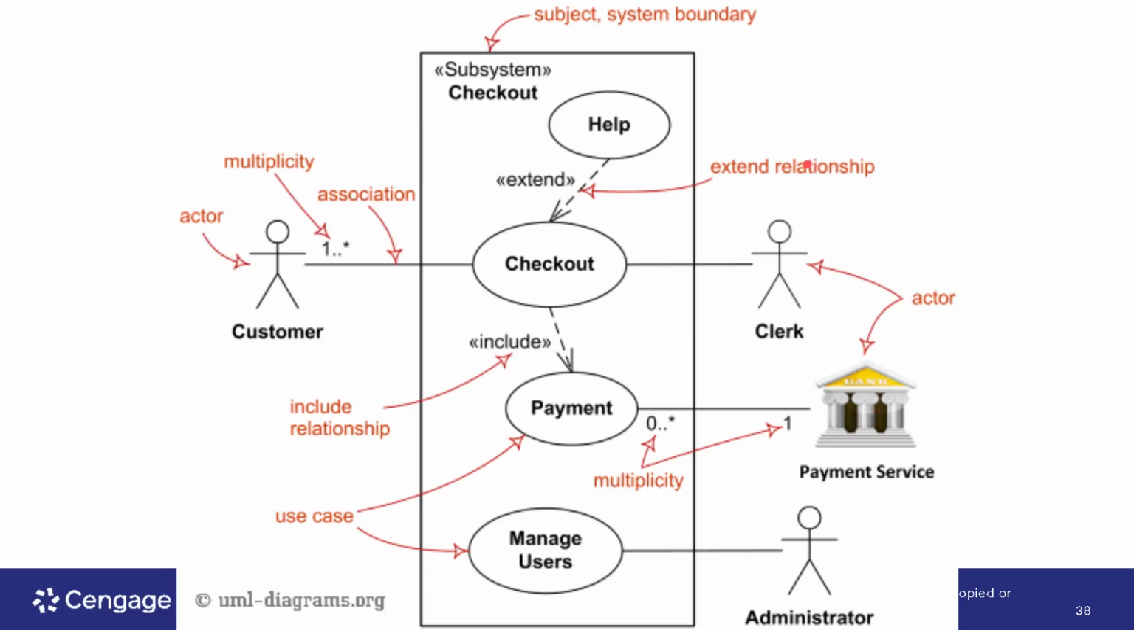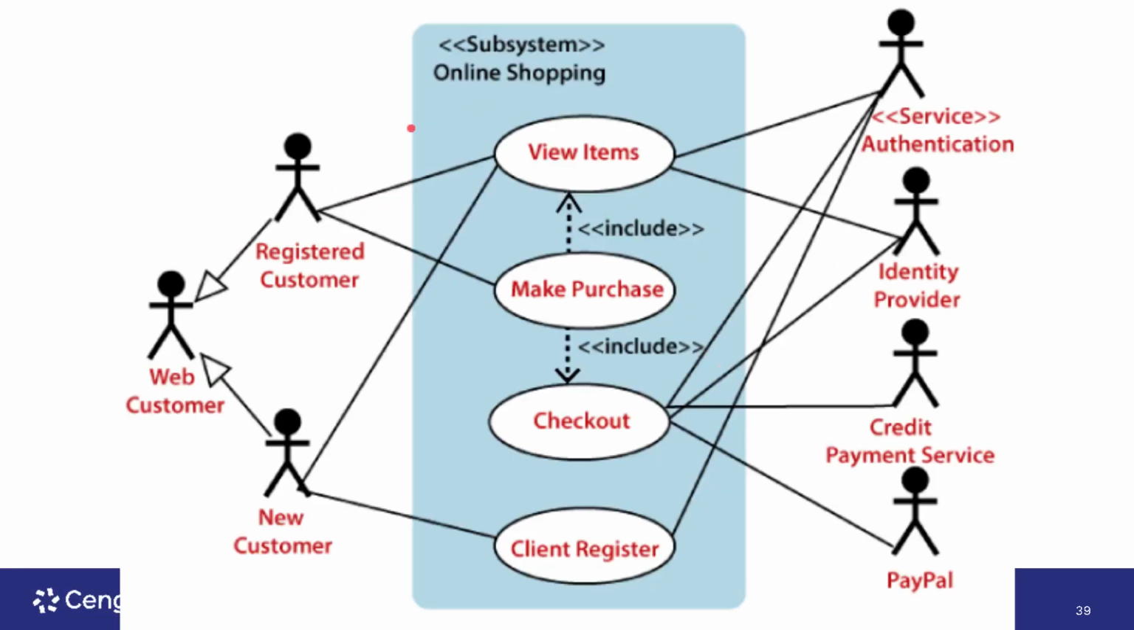And lots of other annotation from this diagram from another textbook. Don't worry about memorizing all that. That'll come as you actually do a specific system. Here's another one. Similar, we have multiple customers.